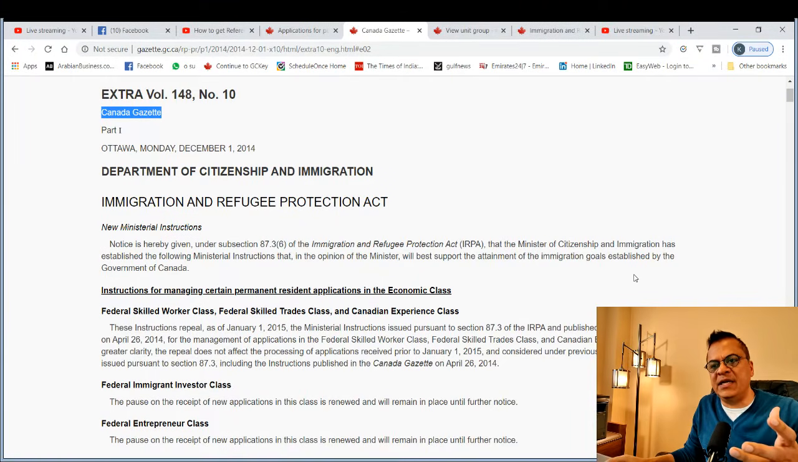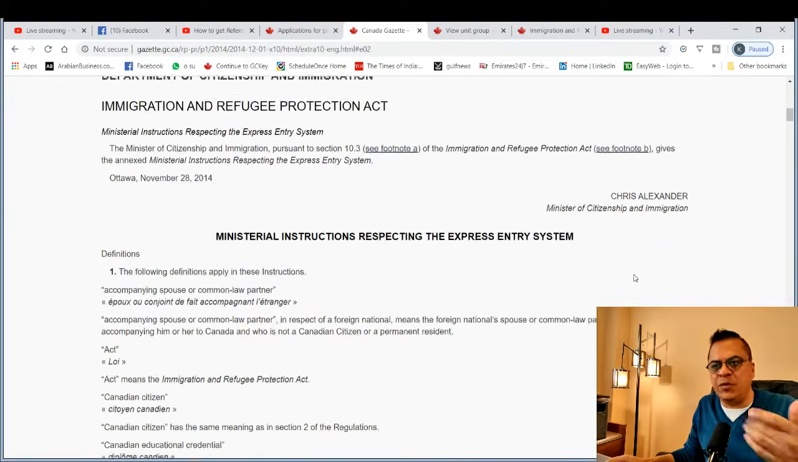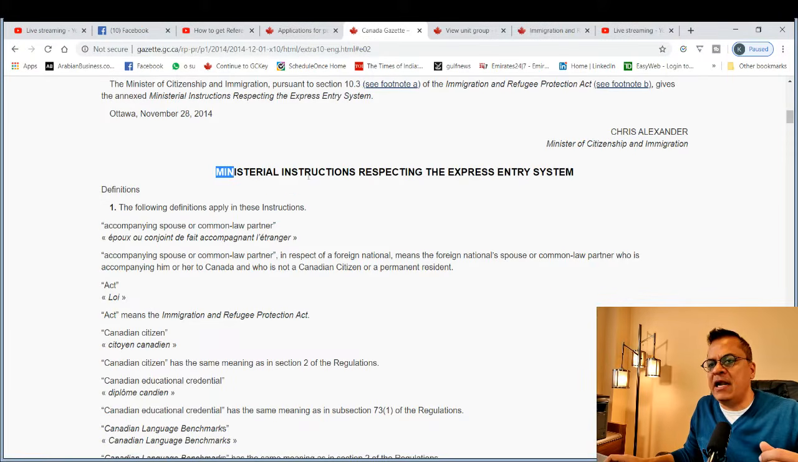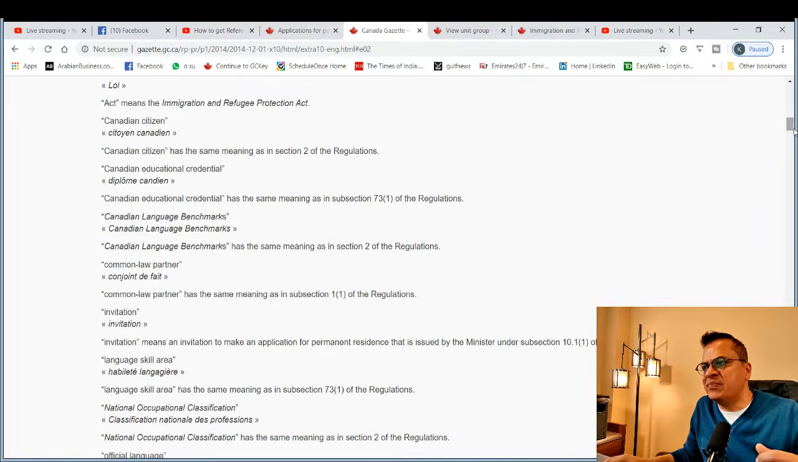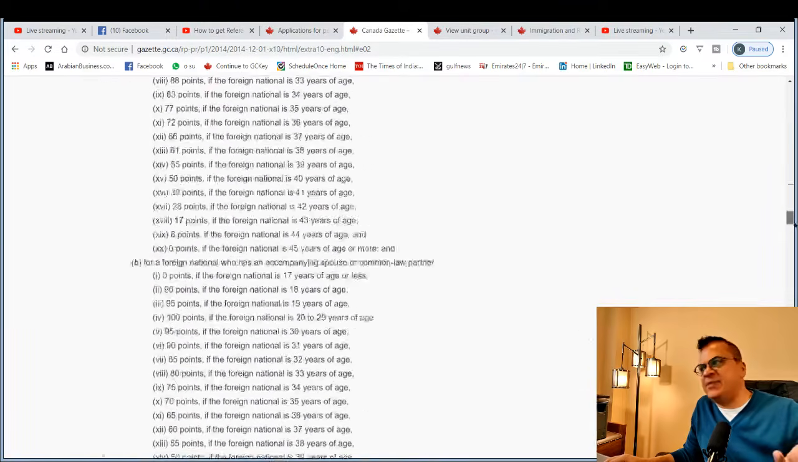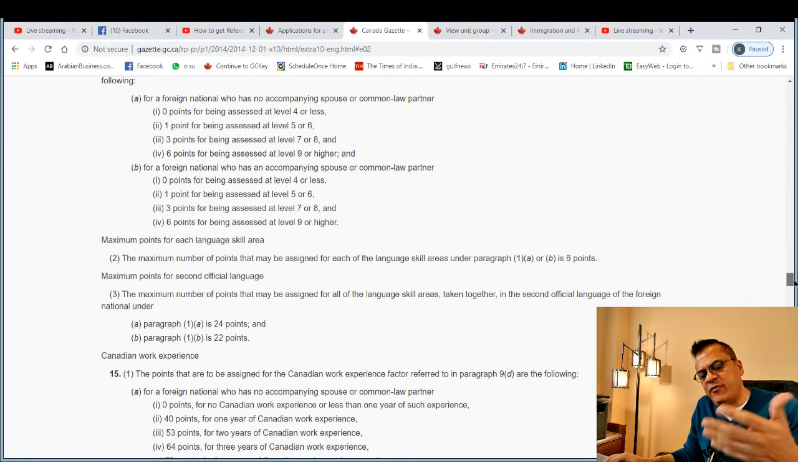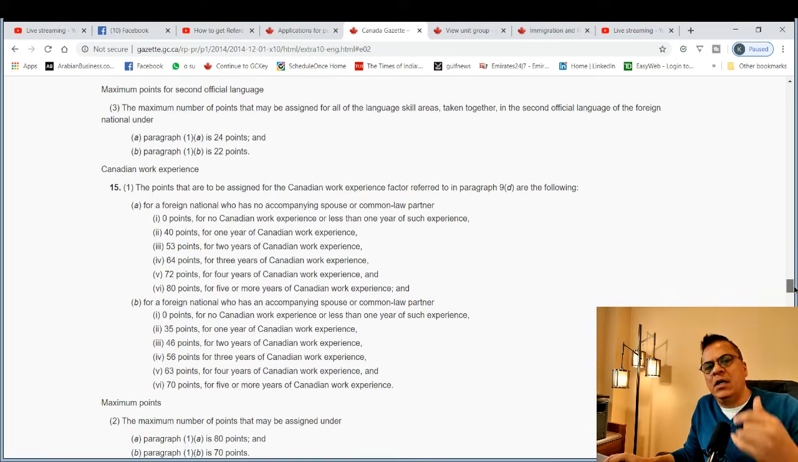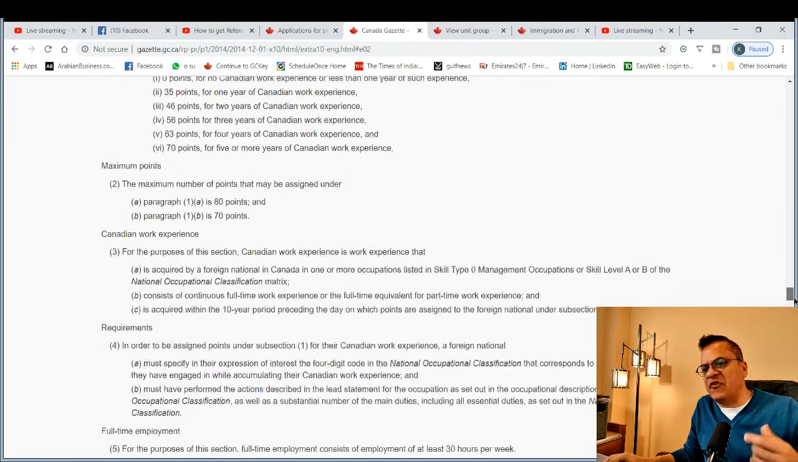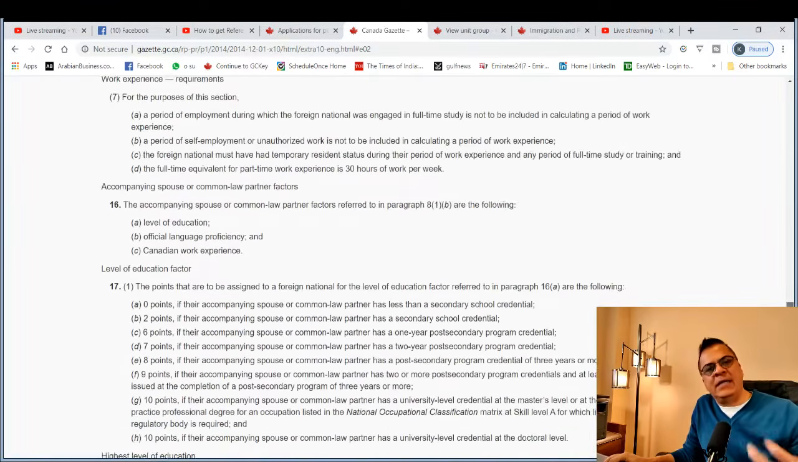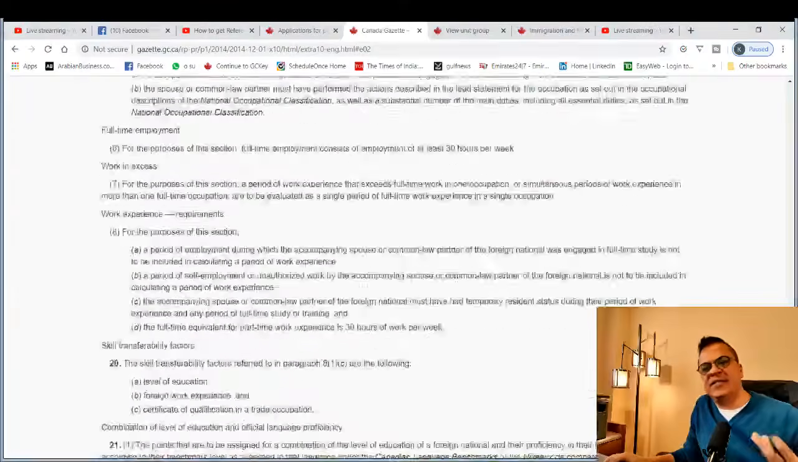Okay, so these are ministerial instructions respecting the Express Entry system. As I scroll down to the most important factor that we're going to talk about today, if you have time, please go back and read through this. It will really help you understand the process and the system better, and thereby deal with your applications better.